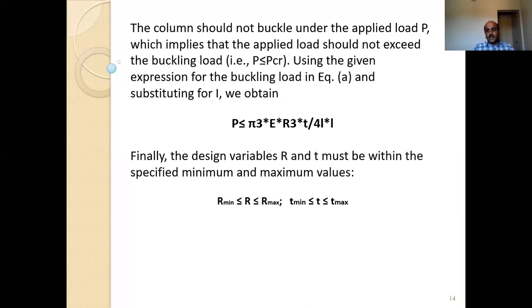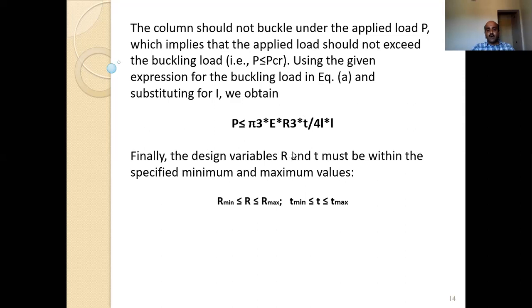The first one, what we have taken is crushing, and the second type of failure that a column may undergo is buckling, and hence the applied load should not exceed the buckling load or crippling load. So P is the applied load, and P suffix CR corresponds to the buckling load or crippling load. So this is the second constraint. Please keep noting all these formulae. This is how we formulate the constraints, objective functions, and the design variable.